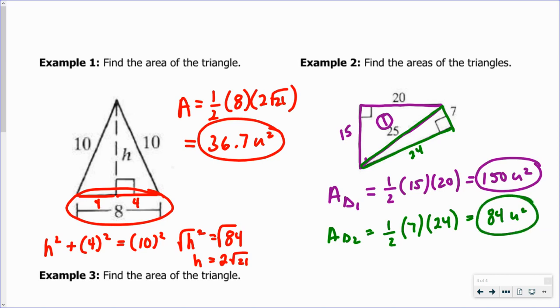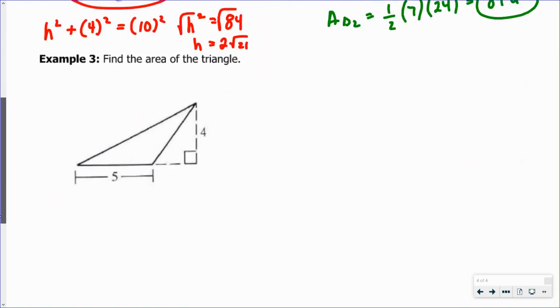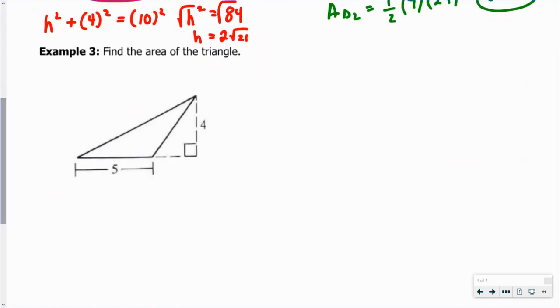And finally, our last one, we've got an obtuse triangle. This one's really straightforward because we already have the base and the height. If we didn't have one of those, we'd have to figure that out using the techniques that we've learned this year. So area equals 1/2, the base, which is 5, times the height, which is 4, and that's going to equal 10 square units.